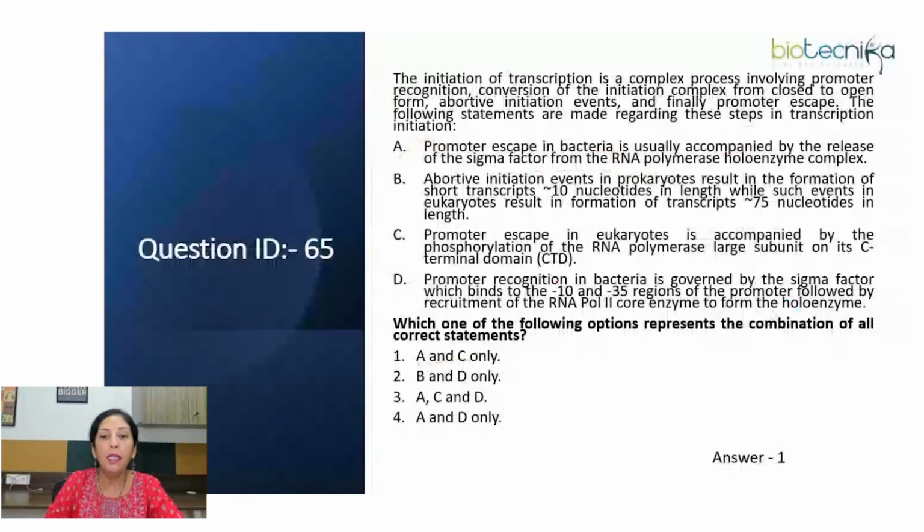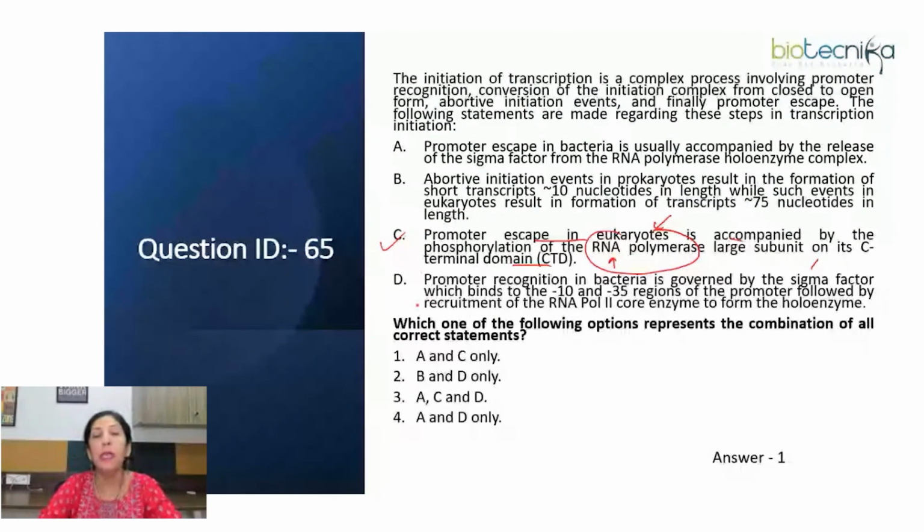And why is statement C correct? Because promoter escape in eukaryotes is accompanied by the phosphorylation of RNA polymerase's last subunits on the CTD. Now, this is about eukaryotes. In eukaryotes, this part is important: the initiation of transcription is related to the phosphorylation of one of the subunits of RNA polymerase 2 at the CTD. So yes, this statement is a correct one.